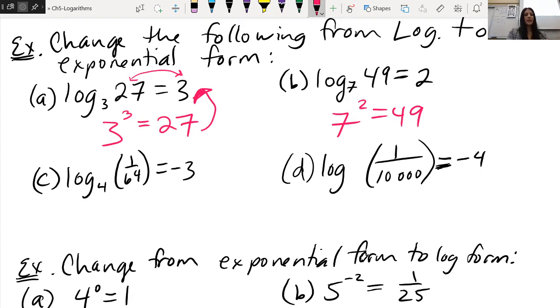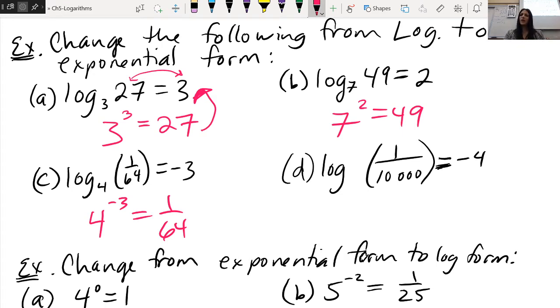For part C, the base is going to be 4. I feel like you've all got this. 4 to the negative 3 is 1 over 64. Are we all good with that? Just a reminder: this is how it looks right now, but we know that this is like saying, I'm just going to do this off to the side, 1 over 4 to the 3 to make that negative exponent positive. Good? Just some review, and that helps us to understand where the 1 over 64 comes from.